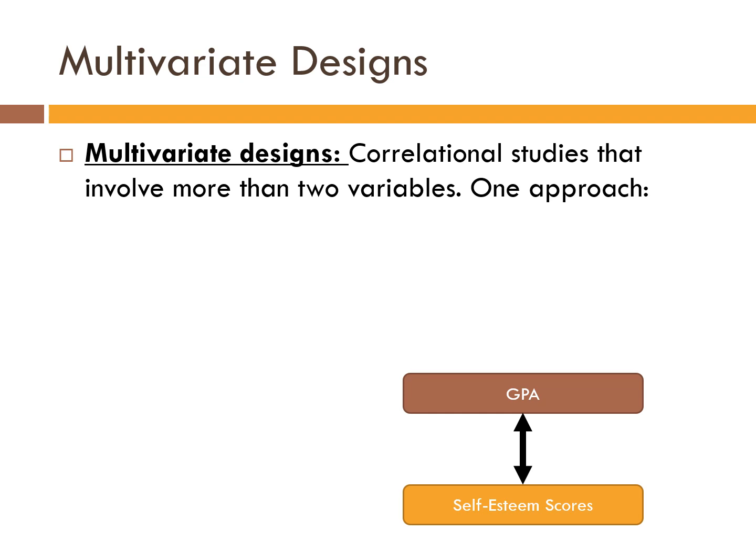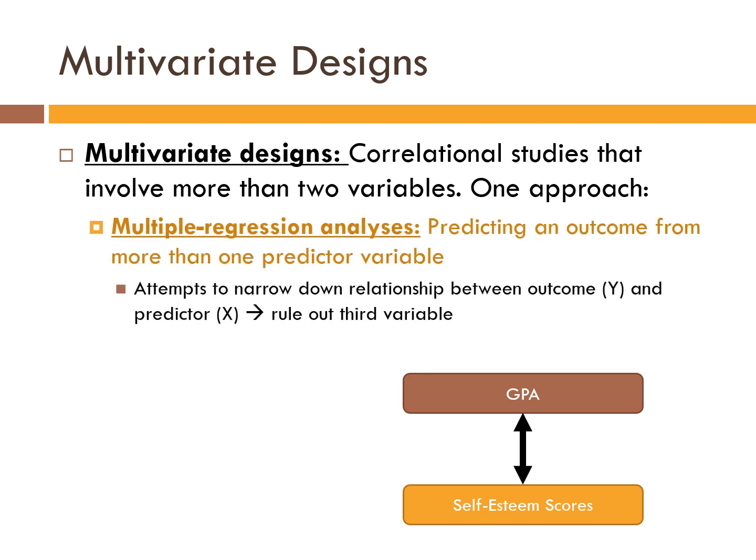So in multivariate design, we are looking at correlational studies that involve more than two variables. And the main approach we care about is called multiple regression analyses. So I've talked about regression, which has prediction. So really you should always associate regression and prediction with each other. But now we're using multiple variables to predict an outcome. So the definition is just that. We're predicting an outcome from more than one predictor variable. You have one outcome, but multiple predictors. And what this is doing is attempting to narrow down the relationship between the outcome and the predictor.